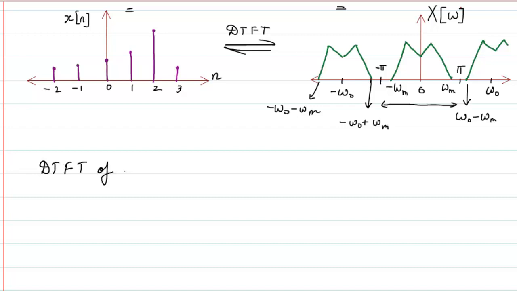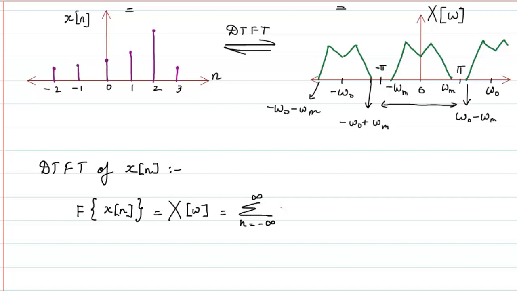The DTFT of any discrete signal x of n is basically given by the Fourier transform of x of n, which is capital X of omega, given by the equation summation n equals minus infinity to infinity x of n e raised to power minus j omega n. Okay, x of n e raised to power minus j omega n. Now how we get the DTFT equation like this is something that I will discuss in the very end itself. Why? Because there is a lot of mathematics involved which I don't want to load you with now. So we will see how we got this equation of DTFT, but not now, later. Okay, so this equation is something that you should remember.